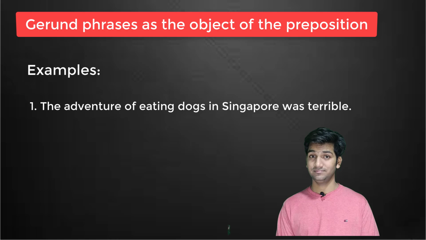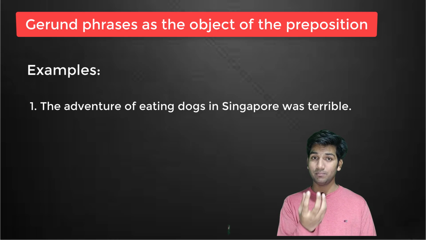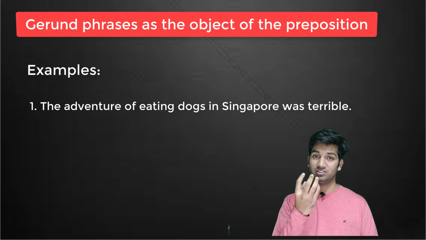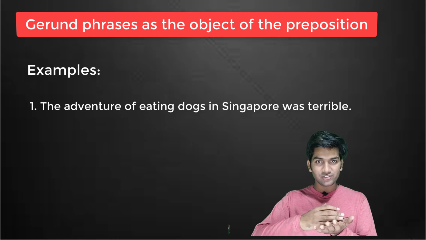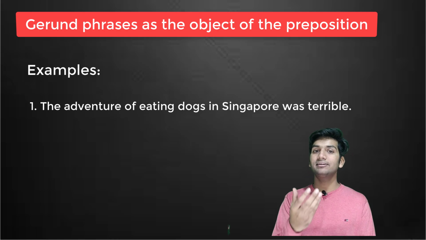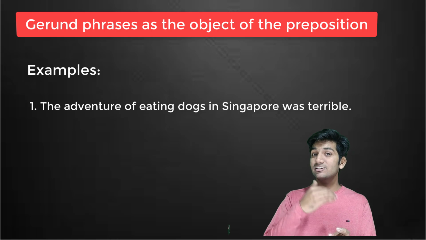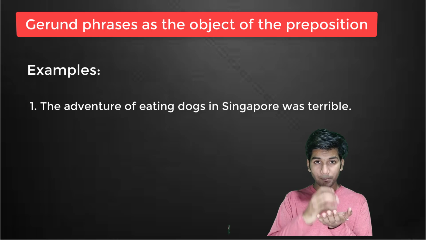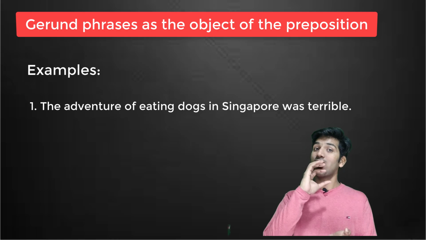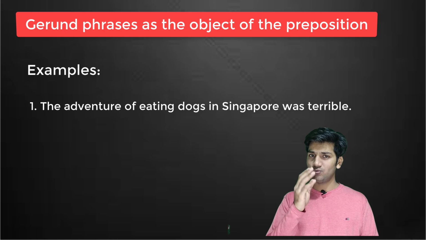What is my gerund phrase here? Eating dogs in Singapore. So it is a gerund phrase. It is nothing but an object of the preposition of. The adventure of what? Eating dogs in Singapore. So it is the object of the preposition of. Okay, let's take one more example.